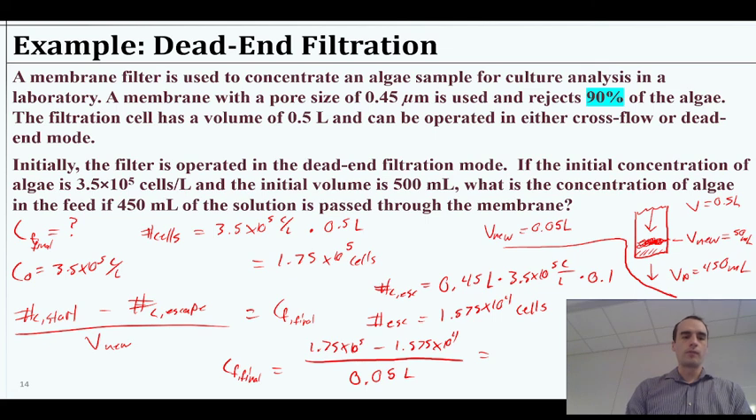So then the C final in the feed would be the initial minus that final, and divide all of that by that new volume, which was 50 milliliters or 0.05 liters. So our final concentration is going to be in cells per liter then at 3.19 times 10 to the 6.